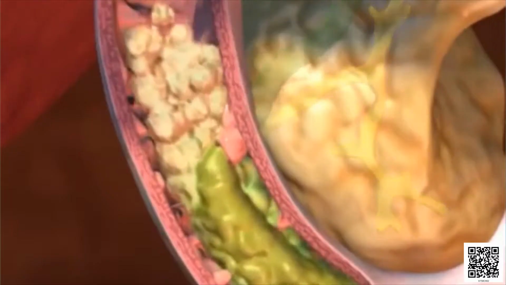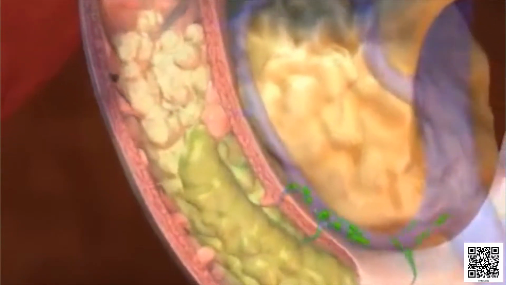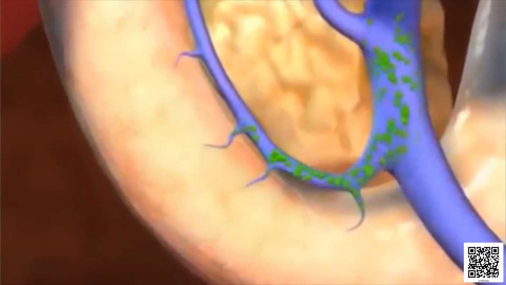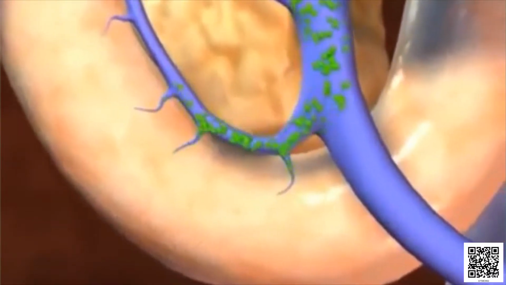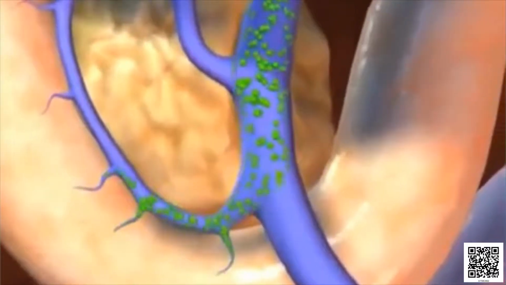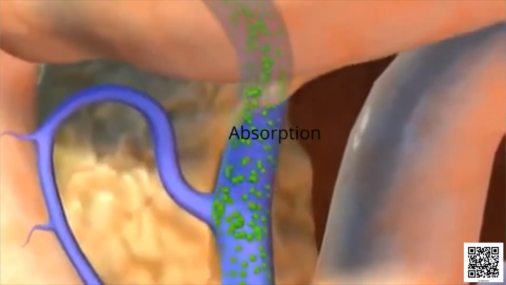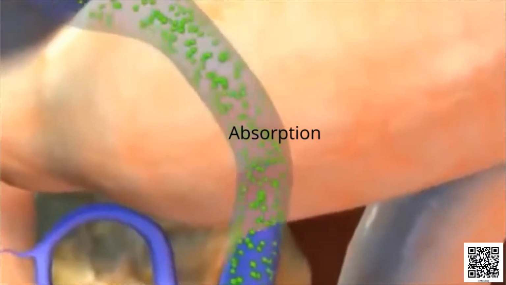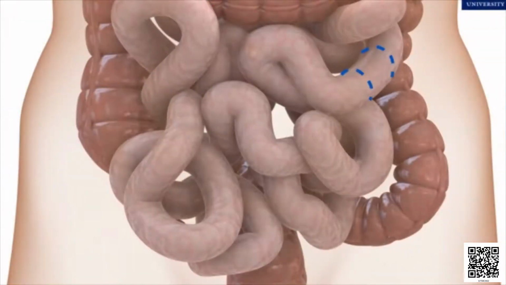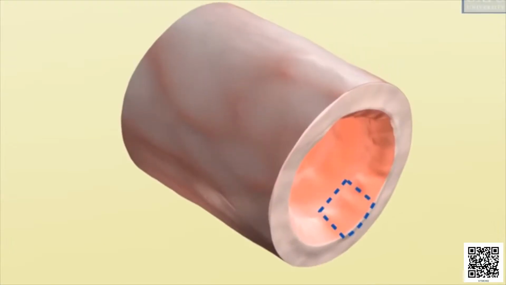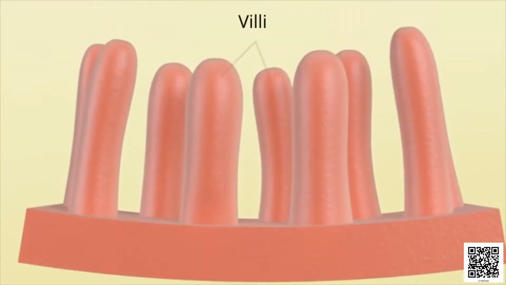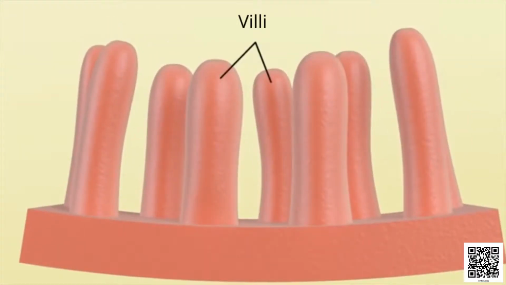Absorption in the small intestine. The digested food can now pass into the blood vessels in the wall of the intestine. This process is called absorption. The inner walls of the small intestine have thousands of finger-like outgrowths. These are called villi. The villi increase the surface area for absorption of the digested food.